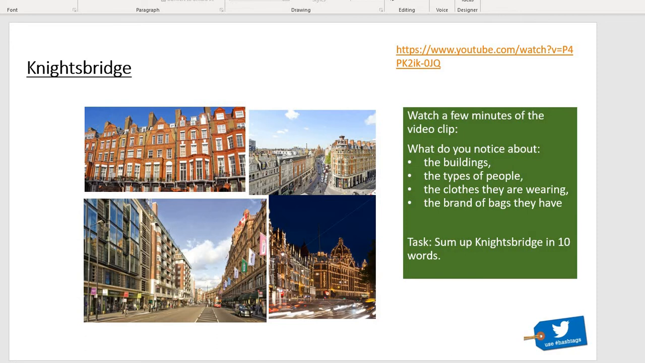So now that you've watched the video, hopefully you've got a really clear idea of just how wealthy Knightsbridge is. From an industry point of view, it relies very, very heavily on very top-end retail, really expensive shops, and the people that are shopping there, they certainly look very well groomed, they look wealthy. So you should have hopefully been able to write quite easily 10 words to describe it.